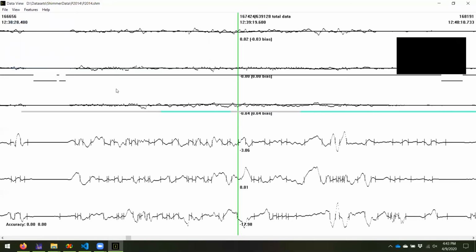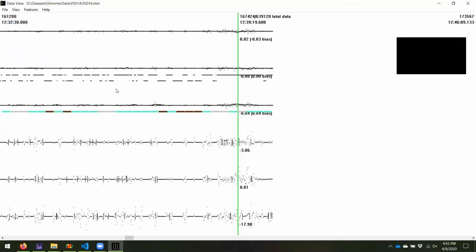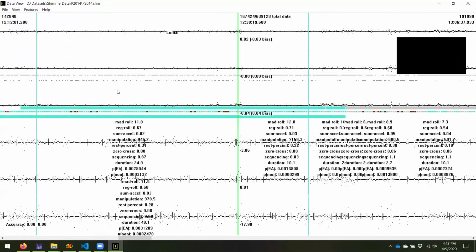Lastly, the software allows us to look at feature values for segments of time. These segments of time or feature equations can be set manually.